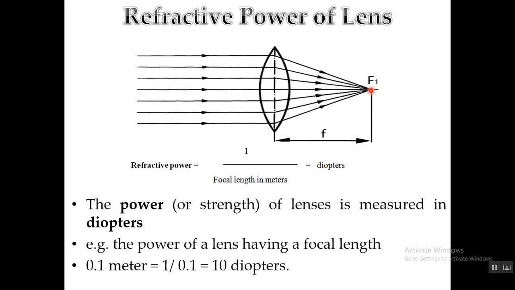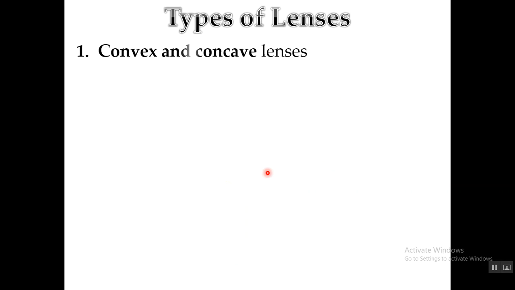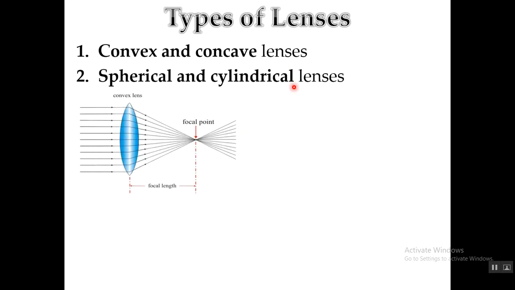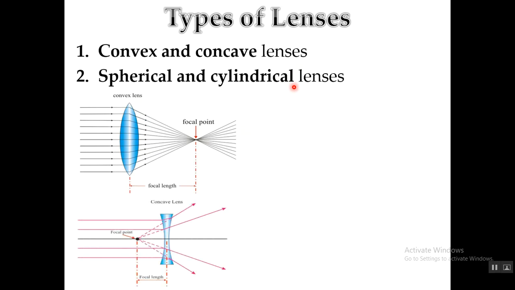Behind the lens. The distance between this point and the nodal point is called the focal length. This is the refractive power. What about the types of lenses? The lenses may be convex or concave, and may be spherical or cylindrical. What is meant by convex or concave?